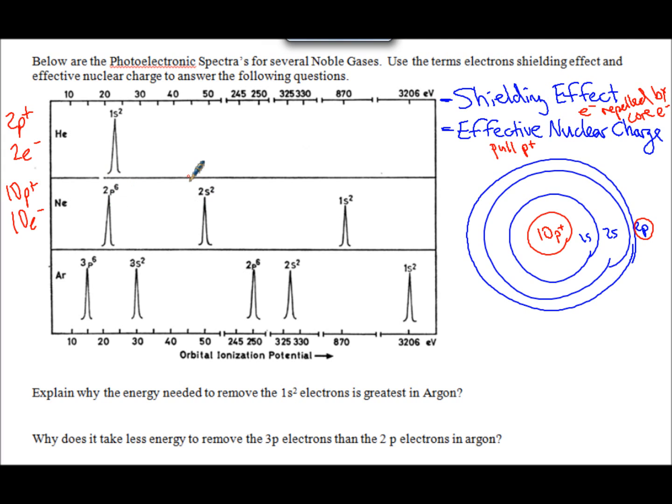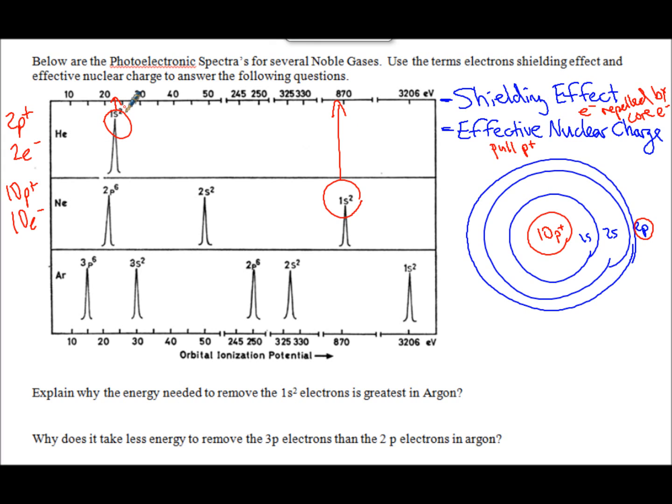That's a shielding answer. The 2p6 is shielded by the s's on the second energy level and the s's on the first energy level. Why is the 1s here so much more energy than the 1s here? That's an effective nuclear charge issue.